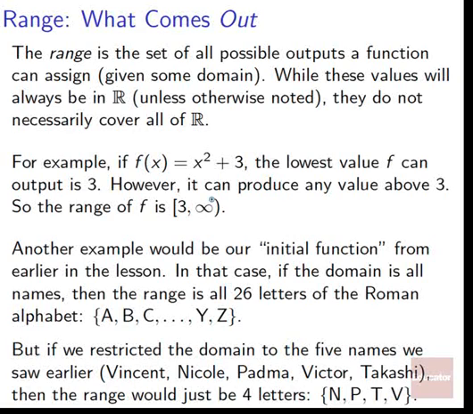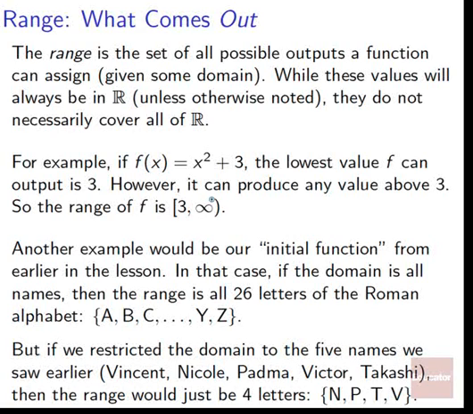If we're looking at all the names that could possibly exist, well, there's Albert, there is Bill, there's Charles, there's Doug, there's Elizabeth, and so on and so forth. So there's always something that will spit that out. But if we restricted the domain to the 5 names that we saw earlier, Vincent, Nicole, Padma, Victor, and Takashi, then we only had 4 letters show up. We just had N, P, T, and V show up. So in that case, if we restricted our domain to a smaller thing, our range would also shrink. So the range depends on what our domain is.